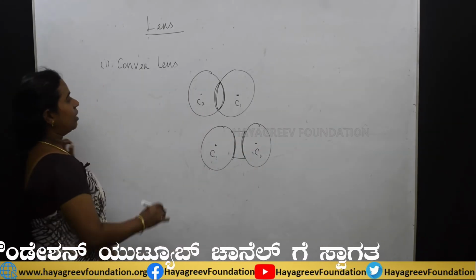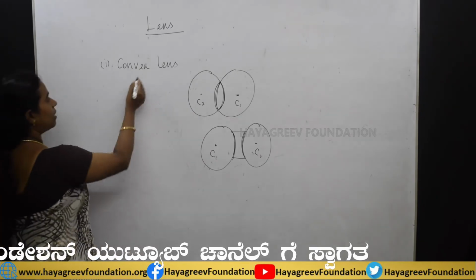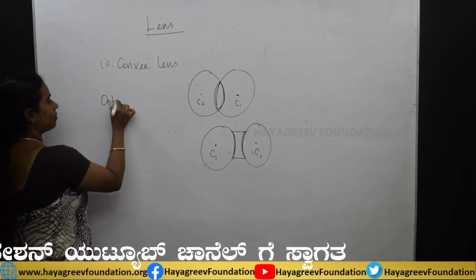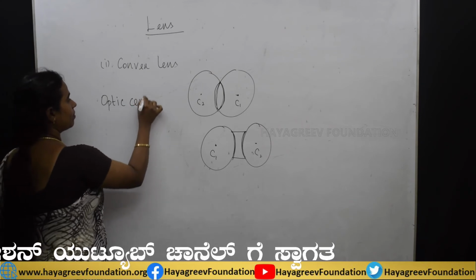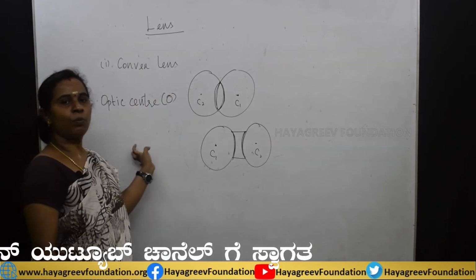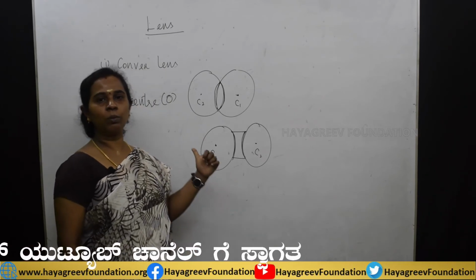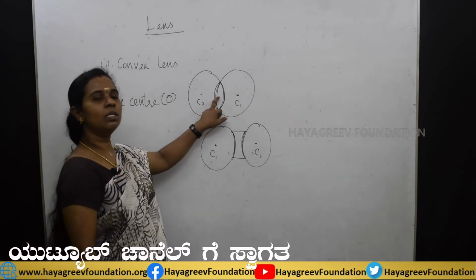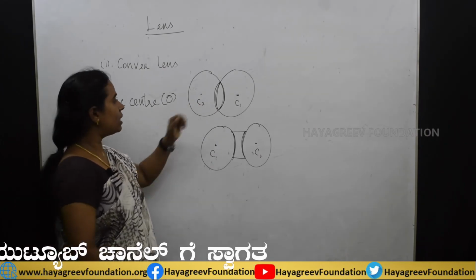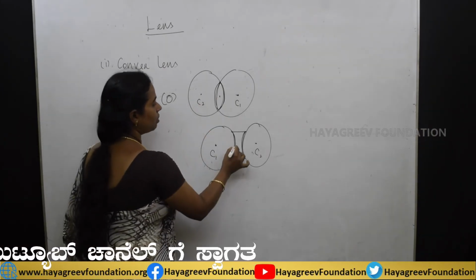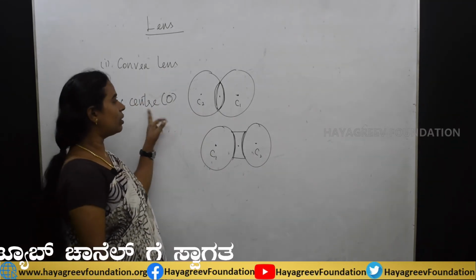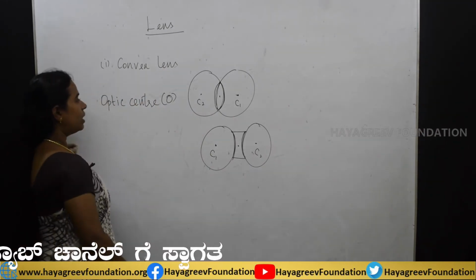Next, the geometric center of the lens is called the optic center of the lens. To define it, the optic center of the lens is nothing but the geometric center of the lens. It is represented by the symbol O. For each and every lens, concave or convex, the geometric center is called the optic center.